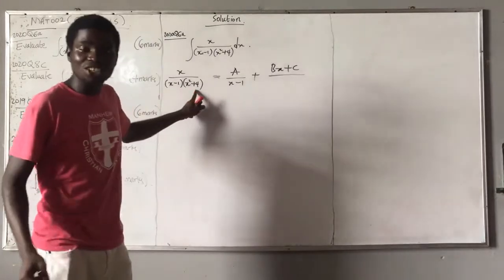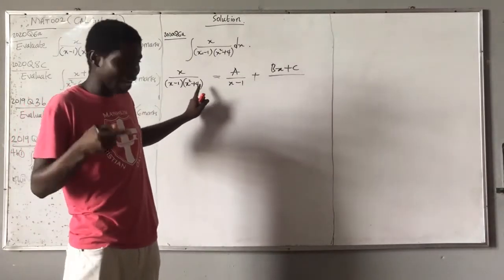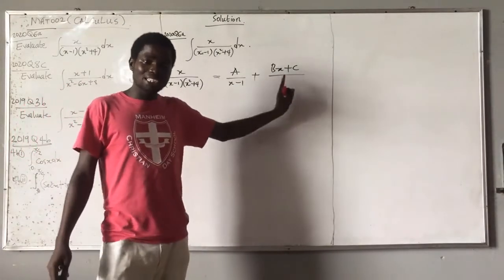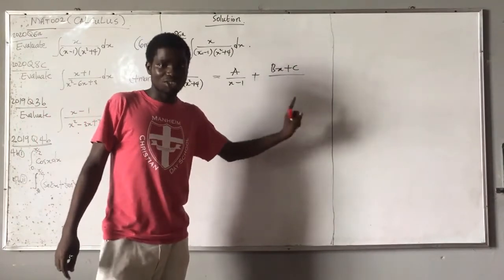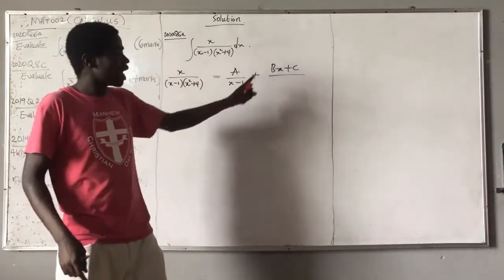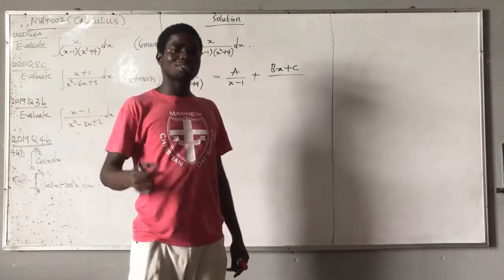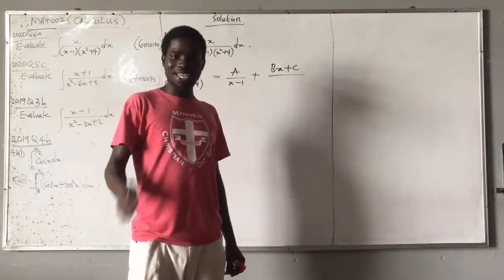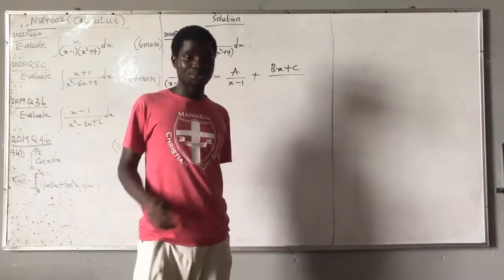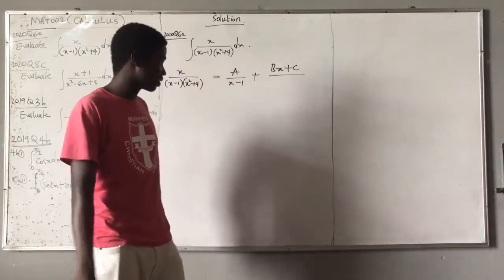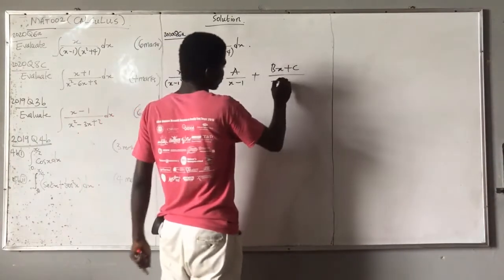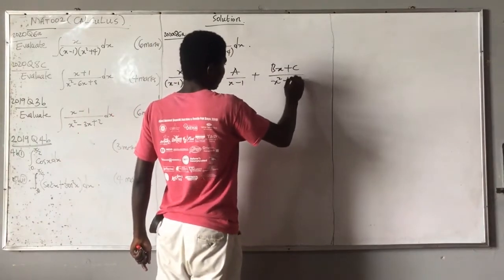Assuming it is s cubed plus 4 I have here, I would have written bs squared plus cs plus d. Do you understand? If it's s raised to power 5, I would have written bs^4 plus cs^3 plus ds squared plus es plus f. Do you understand? That is the principle of partial fraction.